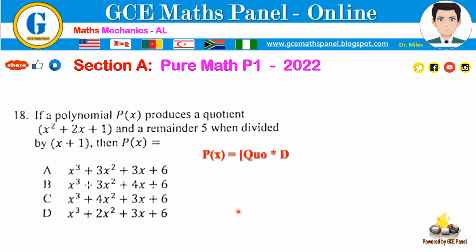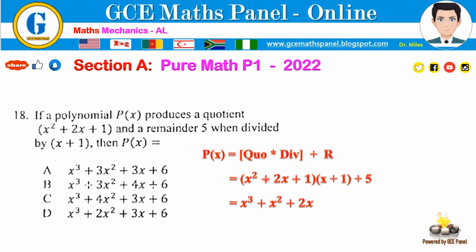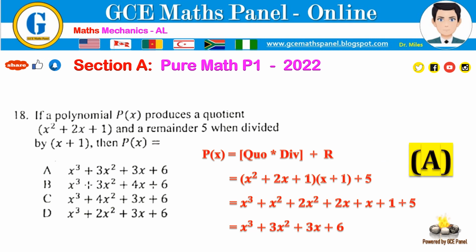We know that therefore P of x will be equal to the quotient times the divisor plus the remainder. So we are going to have the quotient, which is x squared plus 2x plus 1, times the divisor, which is x plus 1, then plus the remainder, which is 5. So the polynomial P of x, when you expand, we have x squared times x, x cubed, x squared times 1, x squared, 2x times x, 2x squared, 2x times 1, 2x, 1 times x is x, and 1 times 1 is 1, plus 5. So bringing like terms together will give us x cubed plus 3x squared plus 3x plus 6. And from here, our key is equal to A.